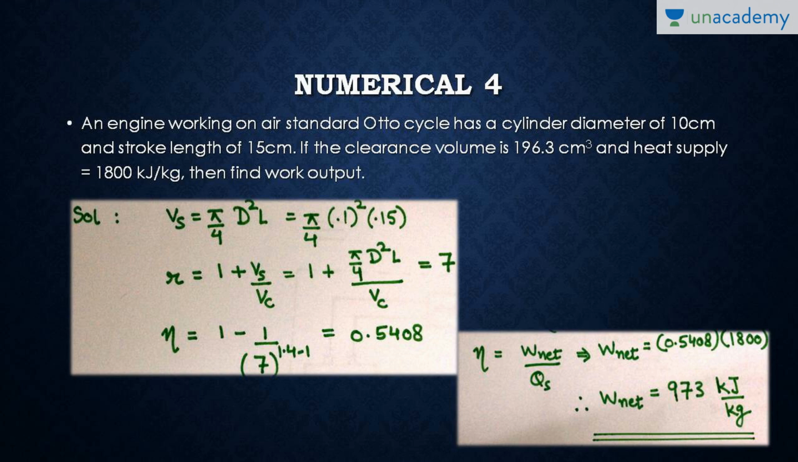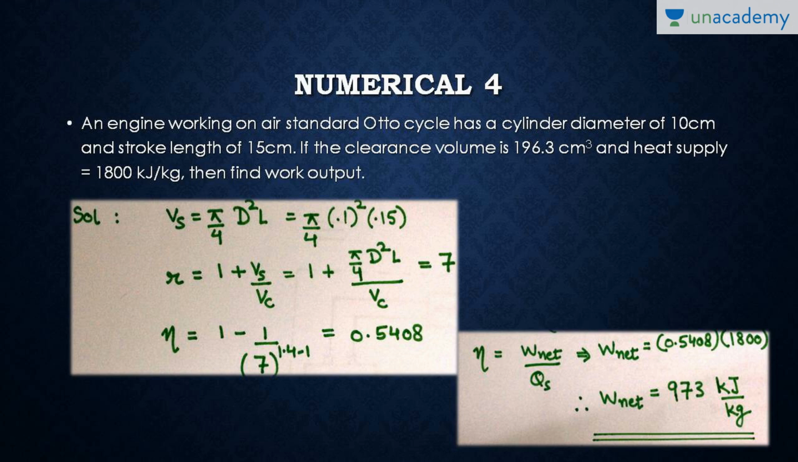We can write swept volume as pi by 4 d square into L. d is bore diameter, which is 0.1 meter. L is stroke length, which is 0.15. So compression ratio r is equal to 1 plus Vs upon Vc. Vs is pi by 4 d square L and Vc is given as 196.3 centimeter cube, right? So the value of compression ratio will come out to be 7.